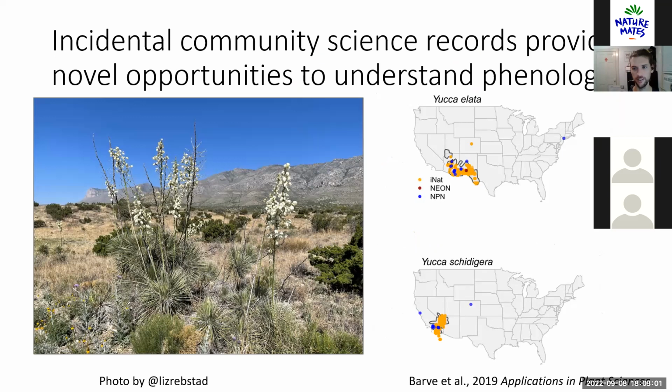The right panel figure shows the location of records available to examine the flowering timing of yucca. The red dots, which you can hardly see, are the National Ecological Observatory Network, a network of standardized sites throughout the United States with yucca observations. The blue dots are observations posted to the National Phenology Network, another semi-structured to structured phenology network, and the yellow dots are iNaturalist records. As you can see, compared to these more structured data, iNaturalist has greater spatial coverage.